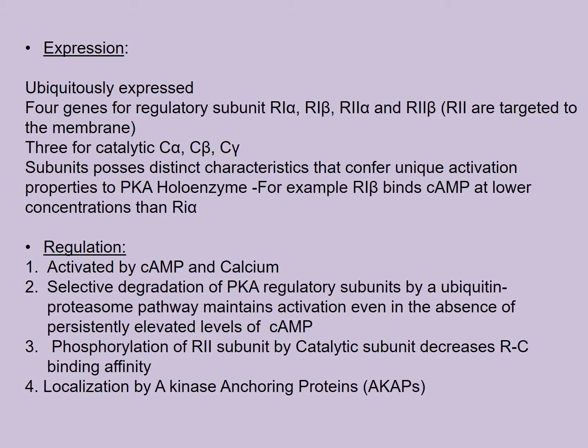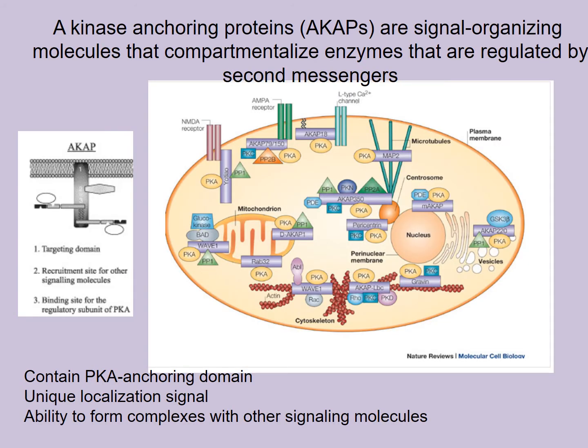As I have mentioned earlier, depending on which regulatory subunit you have will determine whether you're going to be targeted to the membrane or in the cytosol. This targeting or localization of PKA occurs through a group of proteins called A kinase anchoring proteins, or AKAPs. Now, AKAPs were originally isolated with PKA, and that's how they got the name.